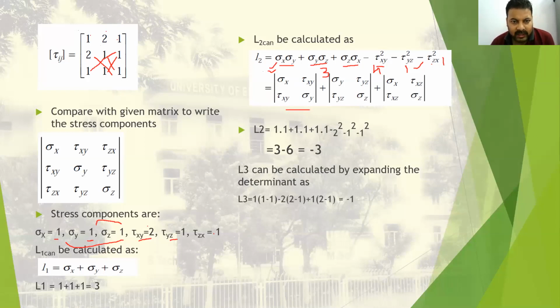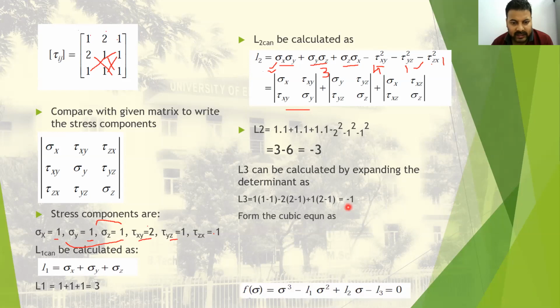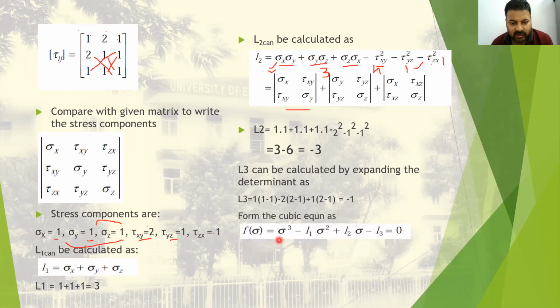So it is like this. 1 into 1 minus 1, minus 2 into 2 minus 1, plus 1 into 2 minus 1, so that L3 comes equal to minus 1. So once L1, L2 and L3 have been calculated, we can form the cubic equation. And the cubic equation is like this. F sigma equal to sigma cube minus L1 sigma square plus L2 sigma minus L3. Whereas L1, L2 and L3, the values have been calculated so far.